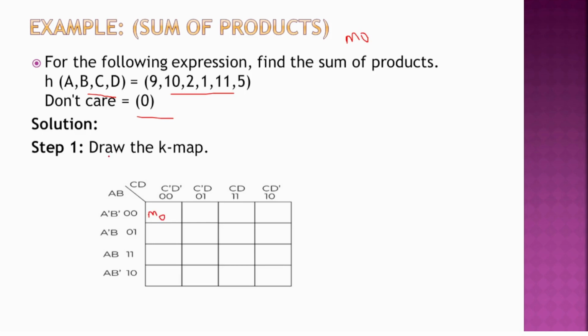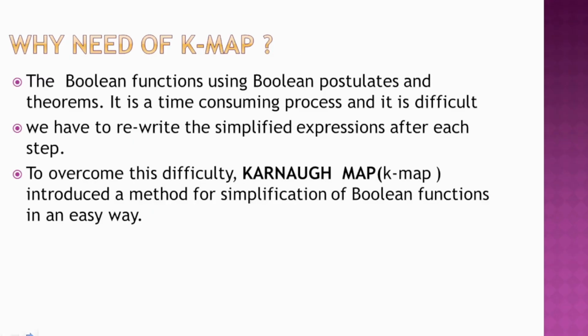First of all, draw the K-map for the given variables A, B and CD. And what is meant by K-map? Why do we need K-map in digital electronics? Why do we want K-map here? So K-map is used to reduce our Boolean expression in an easy way compared with the Boolean theorems.